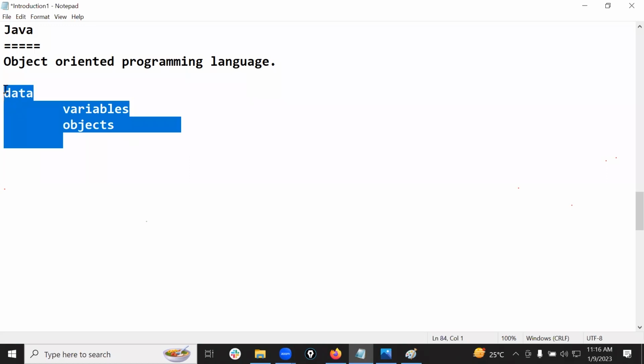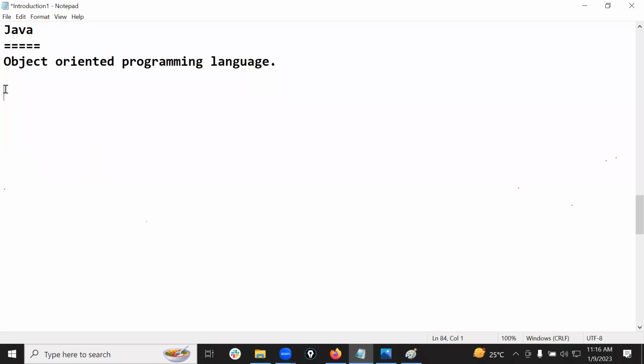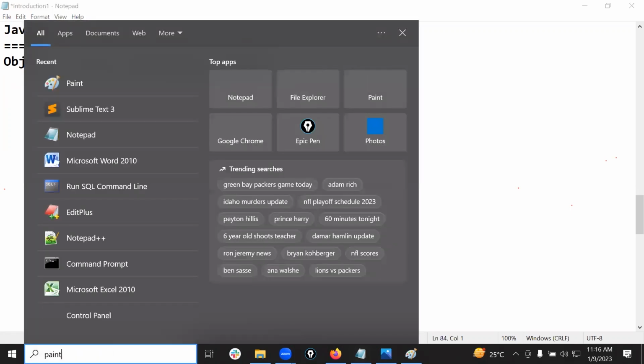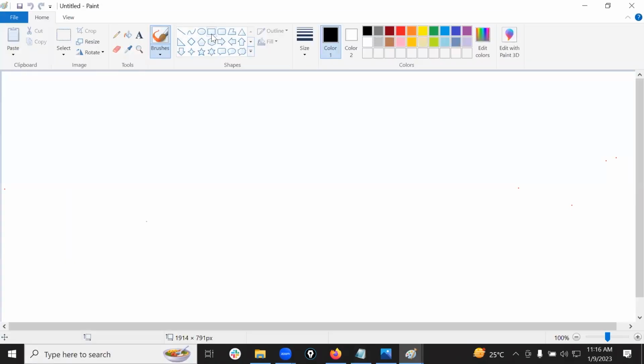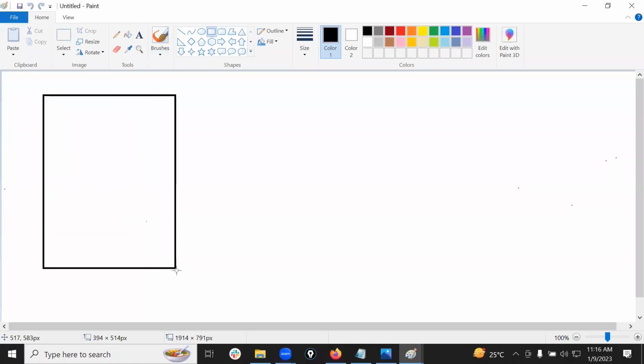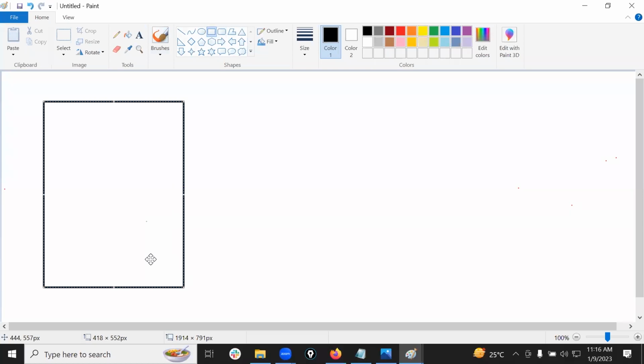Okay, I will give you a diagram. With that diagram, you'll understand this definition now. So let me go to the painter. Assume that I will take two computers. Two computers means two machines.